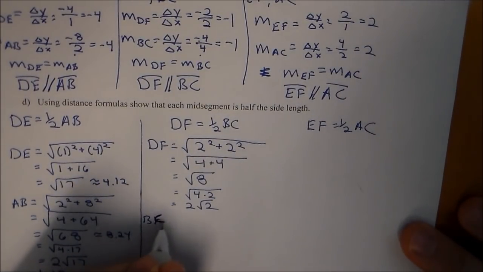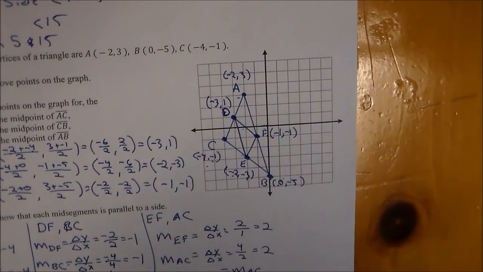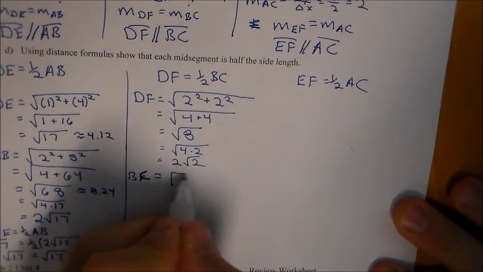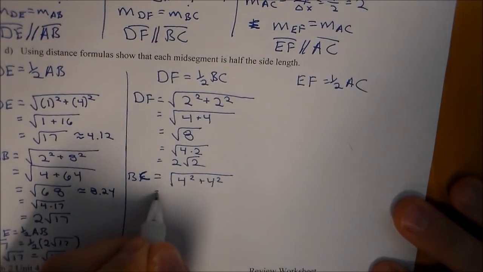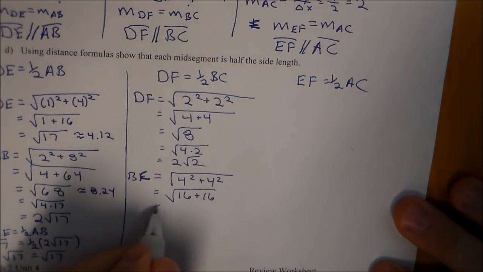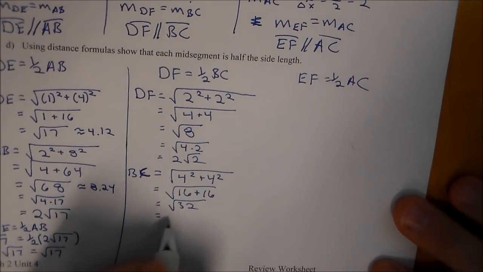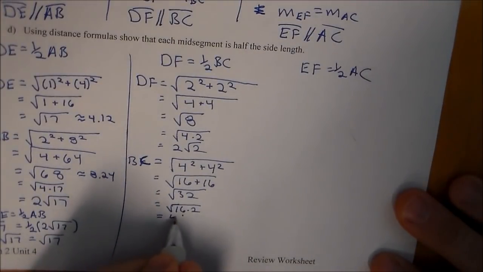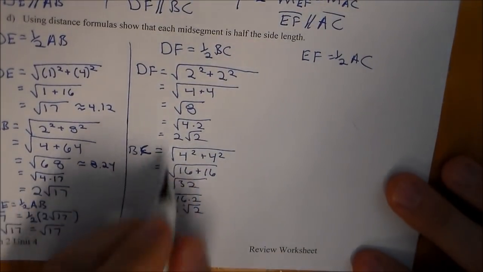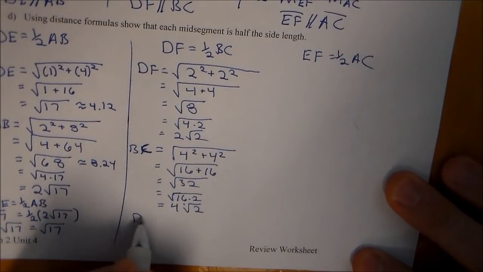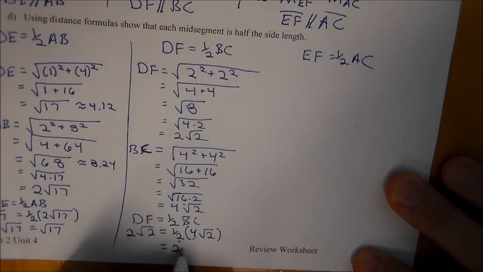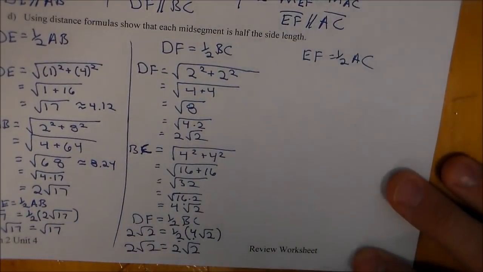For BC, it changes 4 in the x direction, 4 in the y direction. So now we're going to go 4 squared plus 4 squared, or 16 plus 16. We get the square root of 32. 32 is 16 times 2. The square root of 16 is 4, so that becomes 4 root 2. So now to show that this is true, DF is equal to 1/2 BC. DF is 2 root 2, BC is 4 root 2. Half of 4 is 2, and we get 2 root 2 equals 2 root 2.